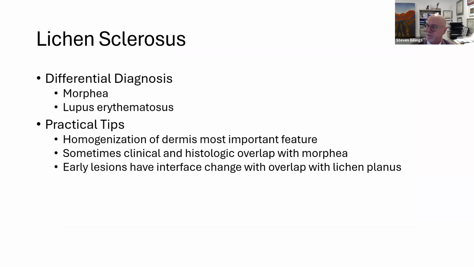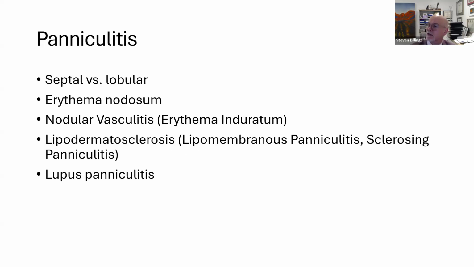dermatitis. So the differential diagnosis can include things like morphea or lupus, because you can get some fibrosis in lupus, but usually it's not to the same degree. Remember that in the late stage of lichen sclerosus, that homogenization of the papillary dermis is the most important feature, and that sometimes you can get clinical and histologic overlap with morphea. And just as a reminder, early lesions of lichen sclerosus have interface change and can resemble lichen planus, but we've already talked about that in an earlier lecture.